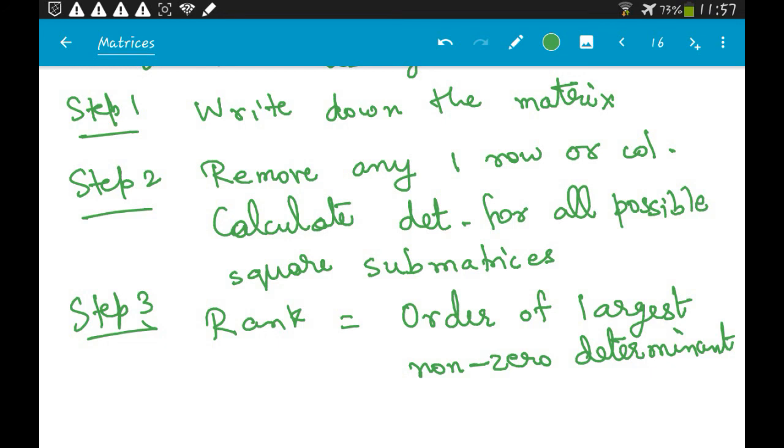Because if you remove one row and one column, and you got a determinant which is non-zero, then that is enough. Then you don't have to do more, because only if you got zero for one submatrix, then you have to see whether other submatrices are also zero. But if the first one that you calculate is non-zero, then that is the rank. The rank is basically the order of the largest non-zero determinant.